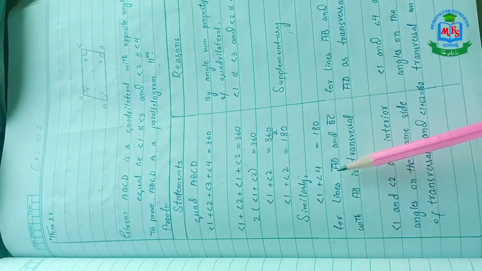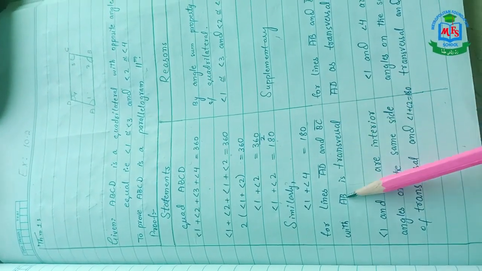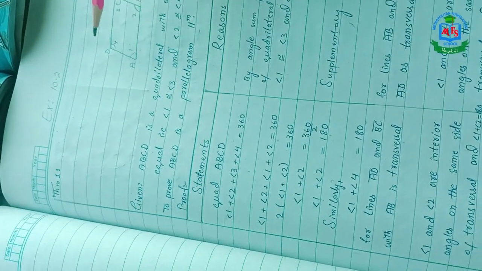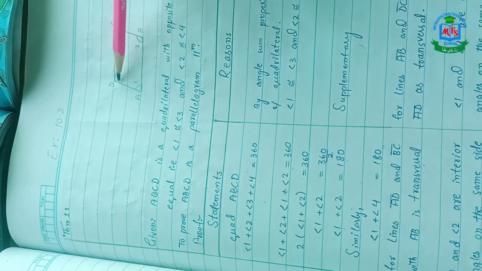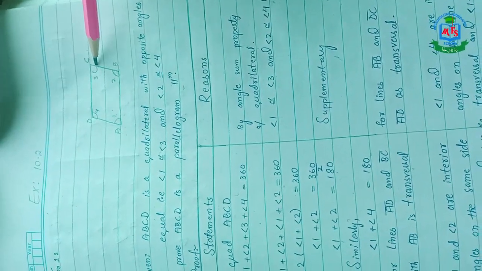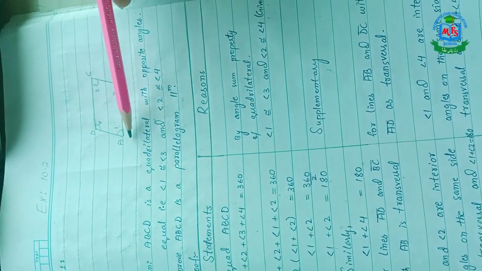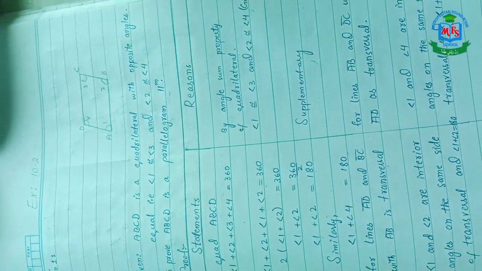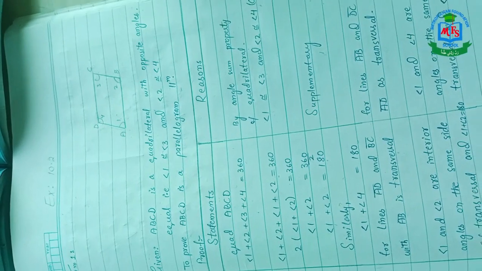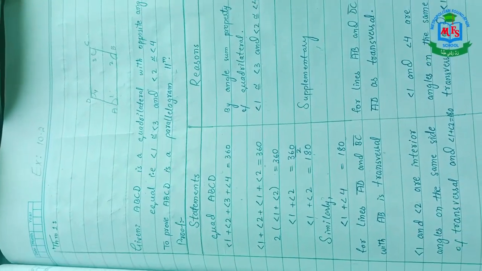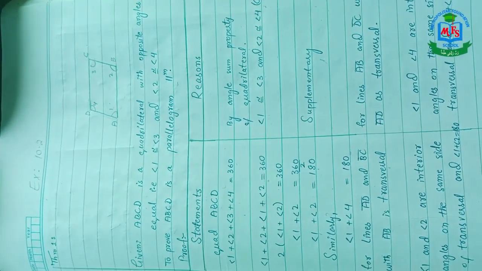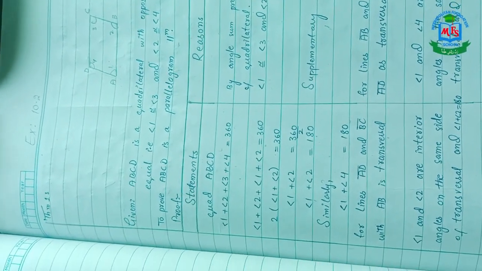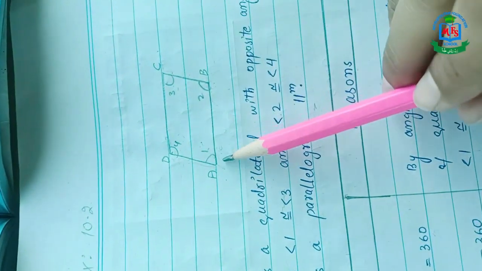So for lines AD and BC, with AB as transversal, okay. You know about the transversal line, I have told you about that. The line that cuts two parallel lines and makes the angles. Okay, so this is our transversal line.